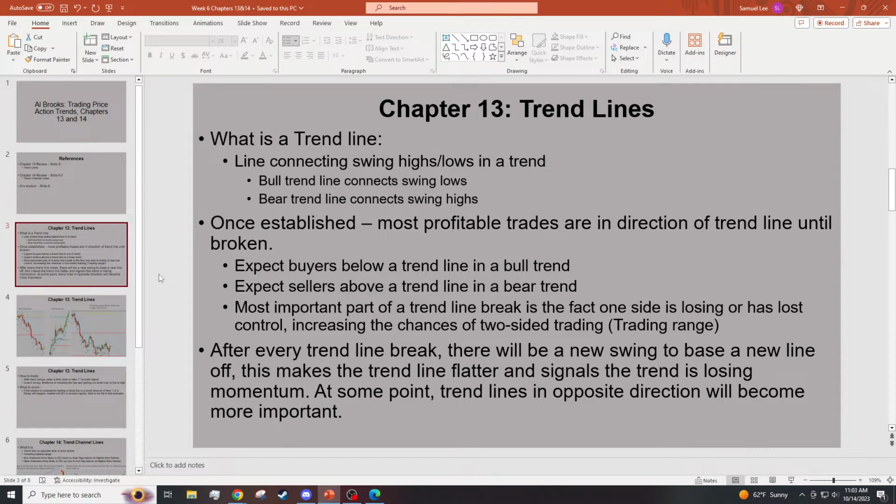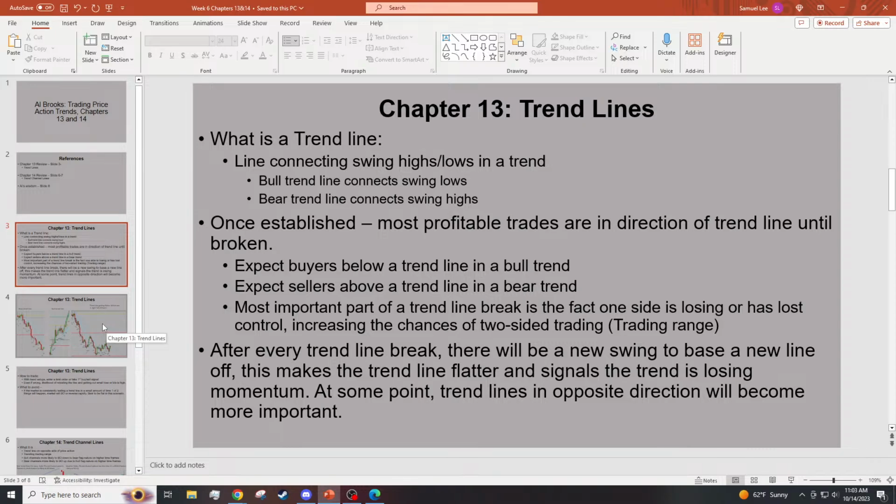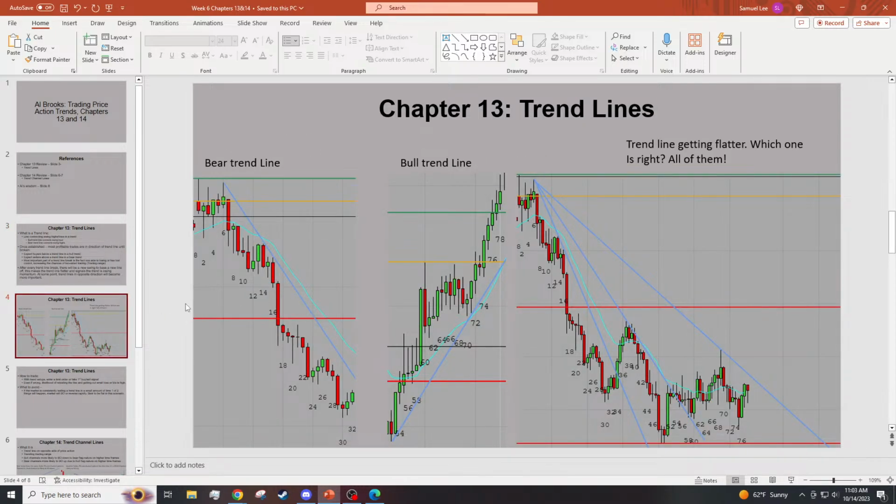And after every trend line break, there will be a new swing to base a new line off of, which means that the trend is losing momentum and that side is losing control. Let's get into the pictures. So obviously bear trend line, bull trend line. I won't harp on that too much. Everybody, at least in the room that this is for, is familiar with trend lines. But this might be a little bit different for some folks.